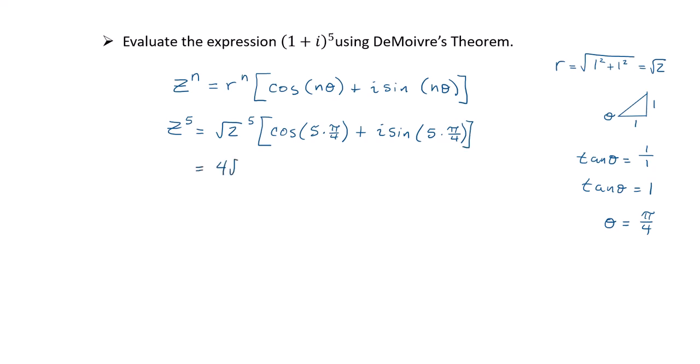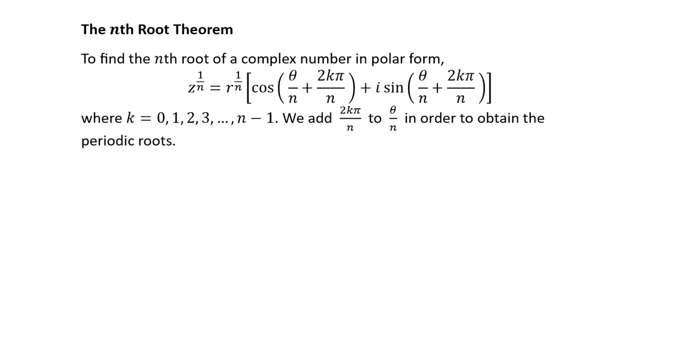This is 4 square roots of 2 times the cosine of 5 pi over 4, which is negative square root of 2 over 2, plus i times the sine of 5 pi over 4, which is also negative square root of 2 over 2. So z to the 5th then is going to be negative 4 minus 4i once we have that all multiplied out.